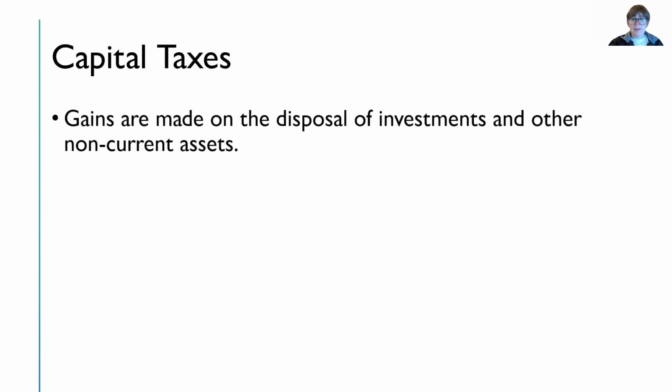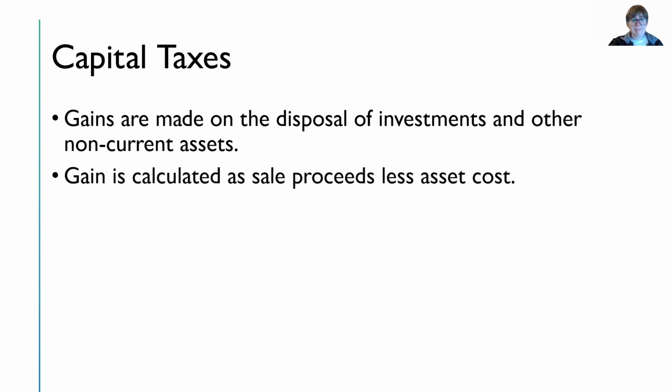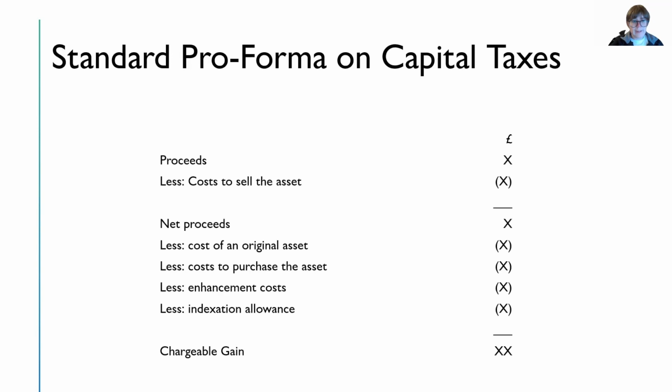Capital taxes. Gains are made on the disposal of investments and other non-current assets. A gain will be calculated as sale proceeds less asset cost. And again, there's a standard pro forma for this. So let's have a little look. We would take our sale proceeds, deducting our costs to sell the asset, which will give our net proceeds, and then we would deduct our cost of the original asset, costs to purchase the asset, enhancement costs, and indexation allowance, which would give a chargeable gain figure.